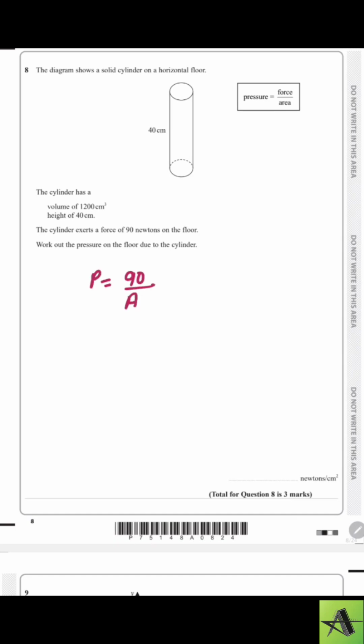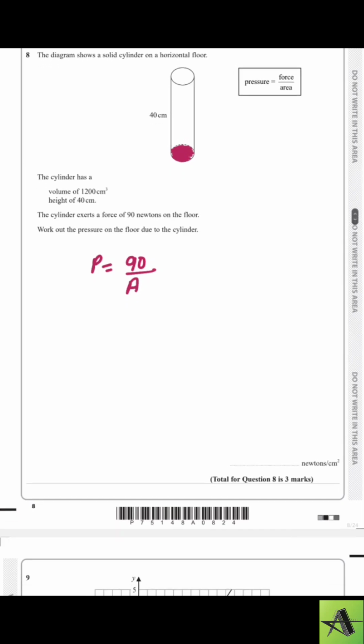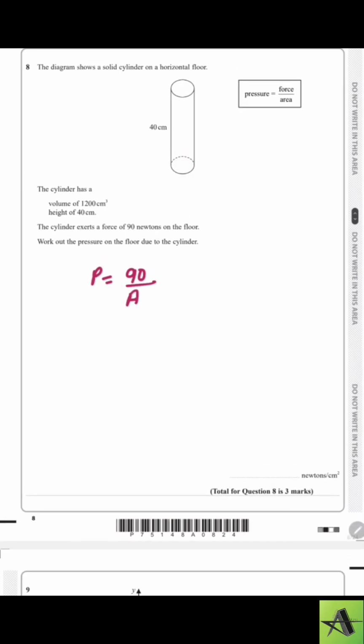The area is only the area that is in contact with the surface. This cylinder is standing vertically, so on the floor there is only this circle, and that is exerting the force on the ground. So we have to take the area of this portion only, which is a circle with radius r. Now we have to calculate the radius as we don't know it. Or directly, we need not even find the value of the radius.